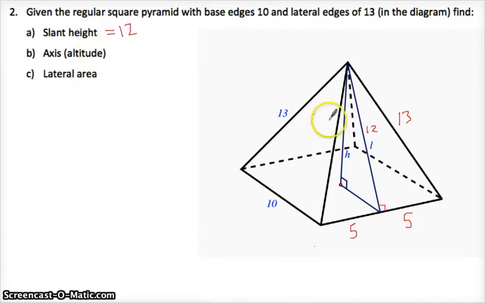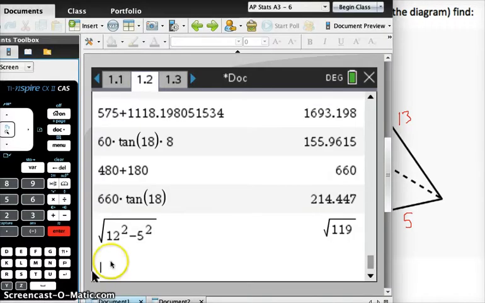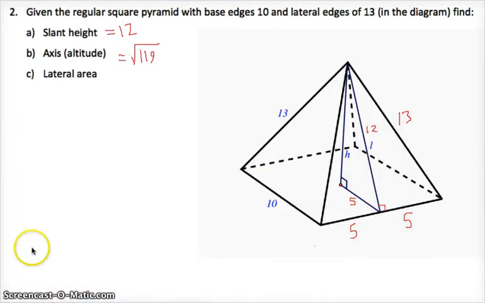Axis, meaning the same thing as h. I don't know why they used axis or altitude. I would have said height, and notice there's an h here. If this is a square, this is also 5, right? So again, Pythagorean theorem, I'm going to find the square root of 12 squared minus 5 squared, which I believe is 119. Let me just check that really quick. Yes, I'm right. Oh, I don't know if you saw that. Yes, I'm right about that. It's 119.